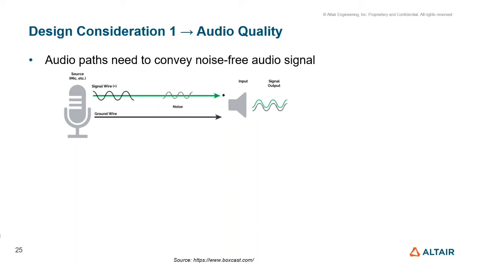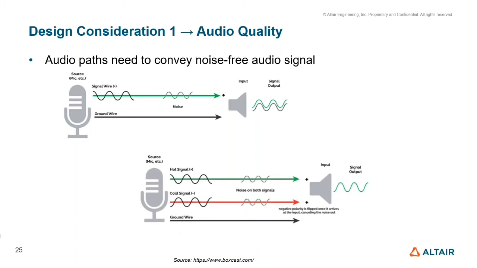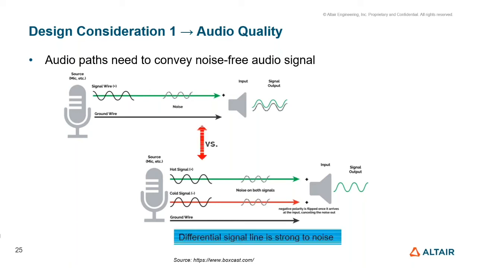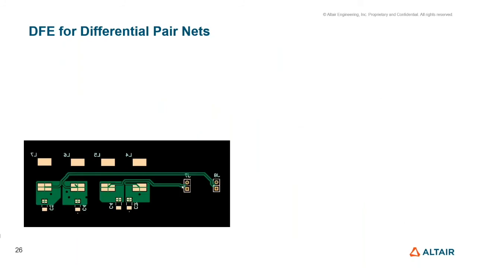On the other hand, if we have a differential line for audio, if noise enters into any of the signals, it will enter both the traces due to the vicinity from each other and the coupling between them. Since these two lines are differential lines, the noise on both lines would cancel each other out, and the net noise on the output would essentially be zero. Hence, we have used differential lines for audio since they have stronger immunity against noise.